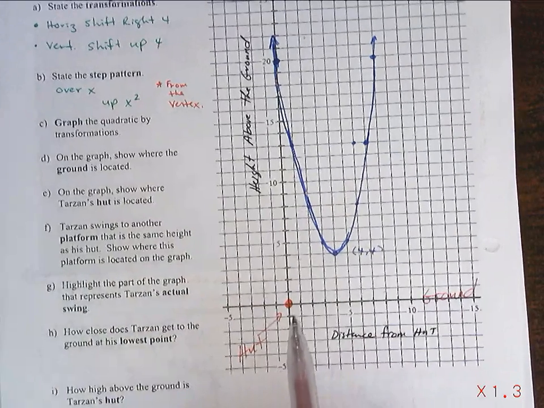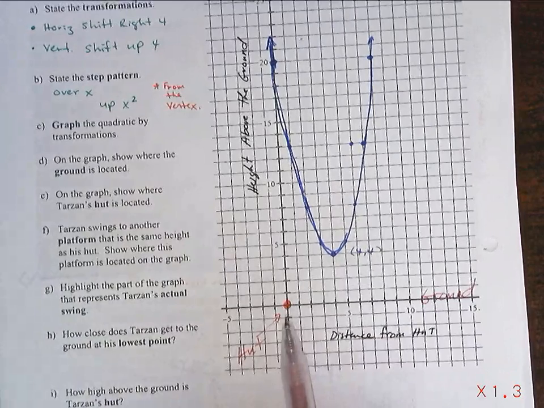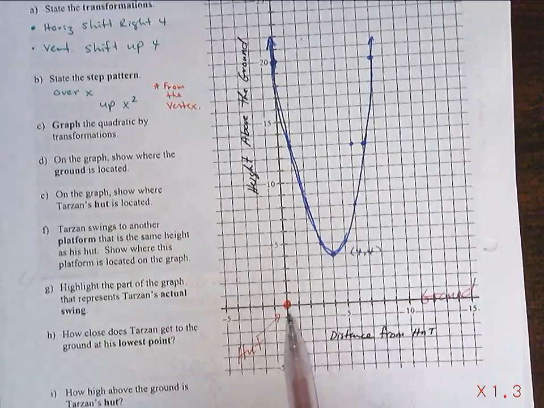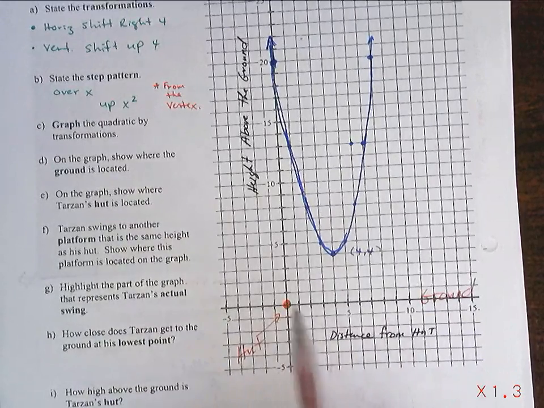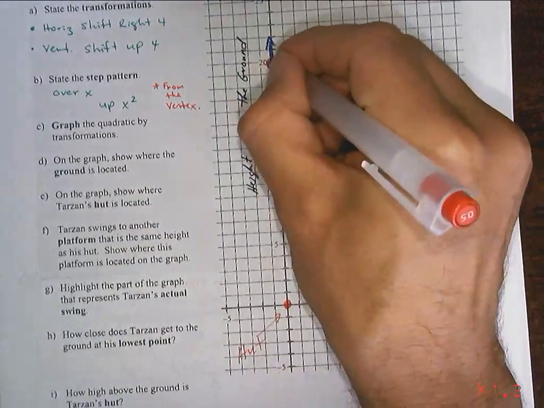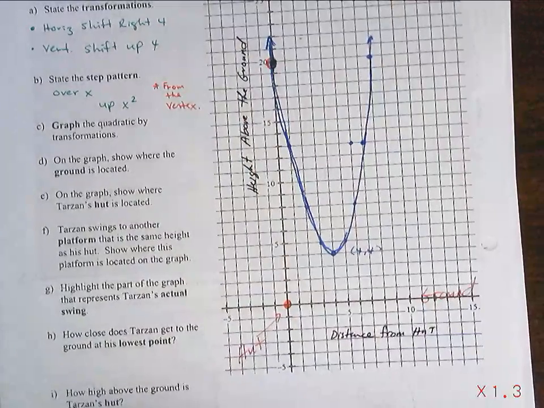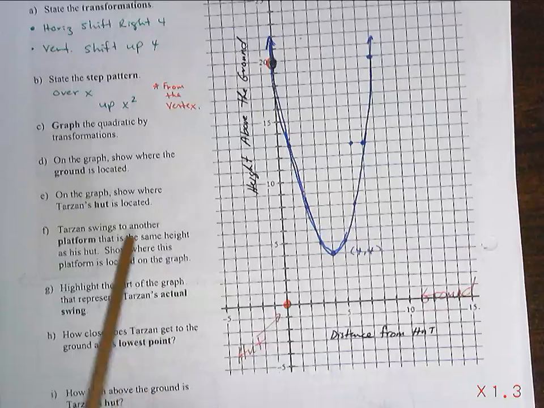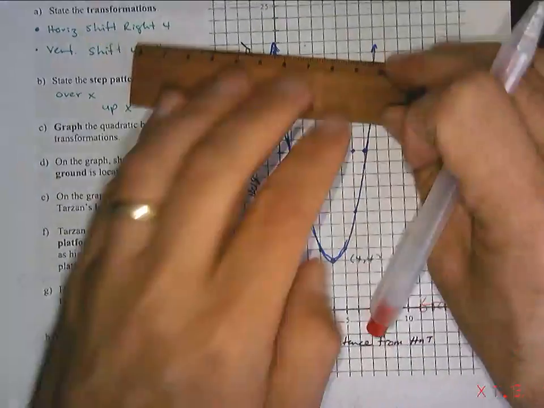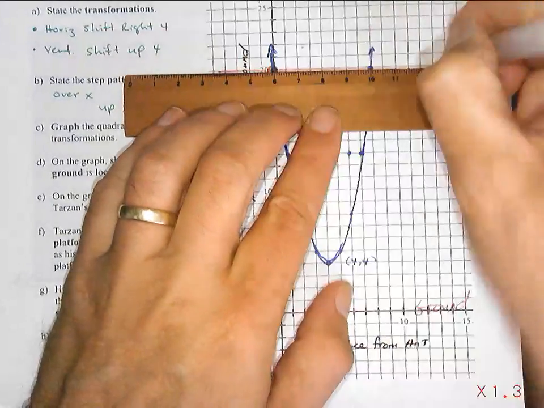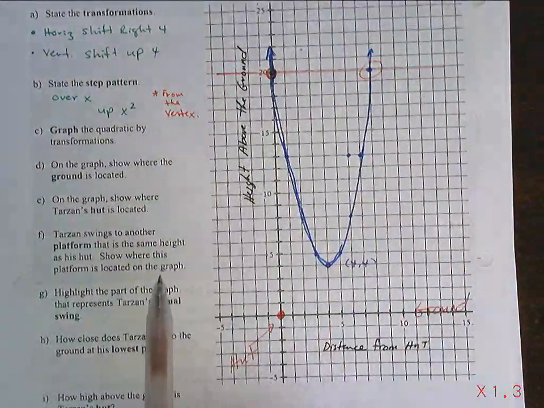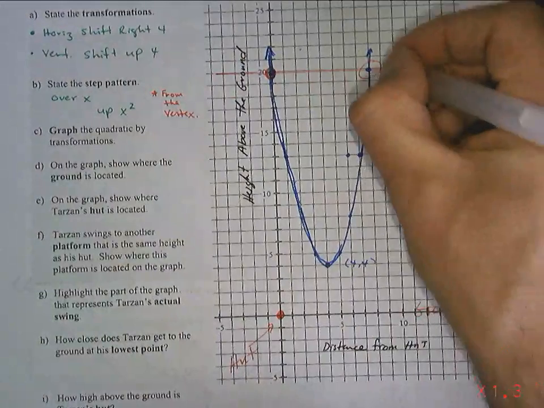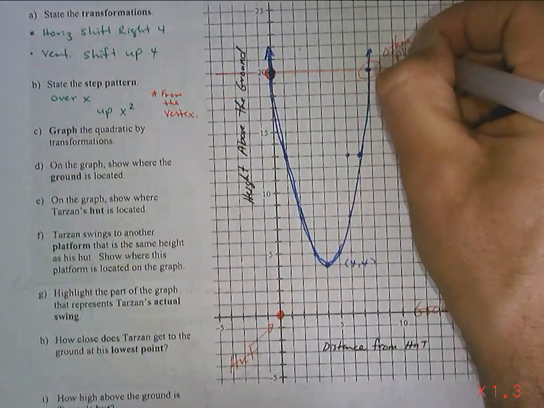Okay, so the hut is not on the ground. Let's be very, very clear here. I made a mistake right there. The hut's not on the ground. The hut is built in the tree. How do I know? Because this is the distance from the hut, and the hut is located 20 meters above the ground. So his hut's in the tree. Now, he's going to swing to another platform that's at the same height. Well, the same height is going to occur right here. So, show where this platform is located on the graph. So this is the other platform.